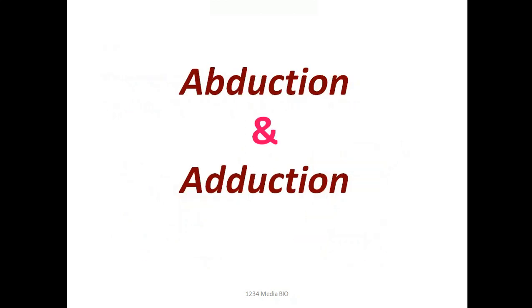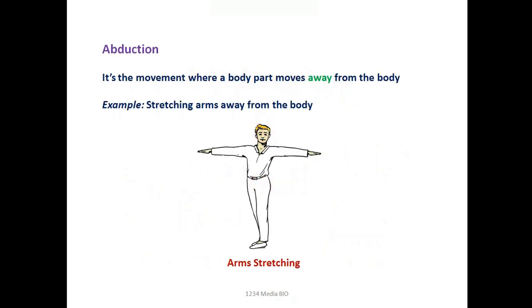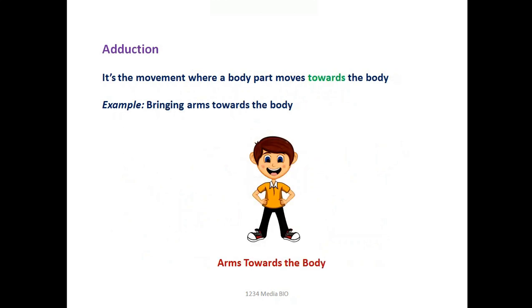Next, abduction and adduction. Abduction. It's the movement where a body part moves away from the body, for example, stretching arms away from the body. Adduction. It's the movement where a body part moves towards the body, for example, bringing arms towards the body.